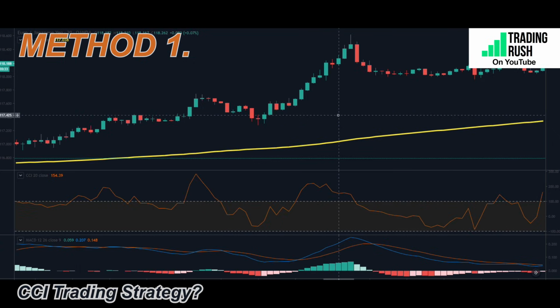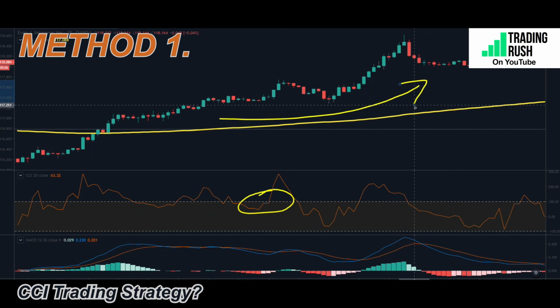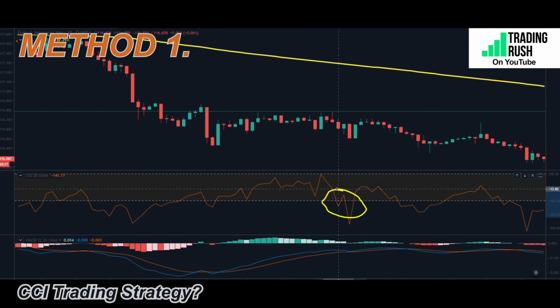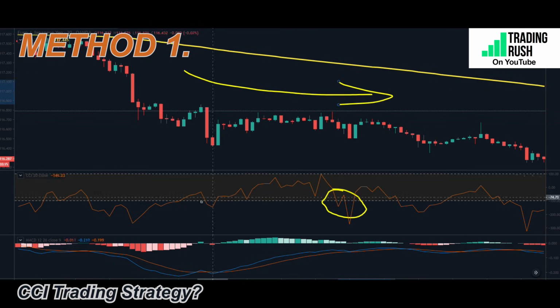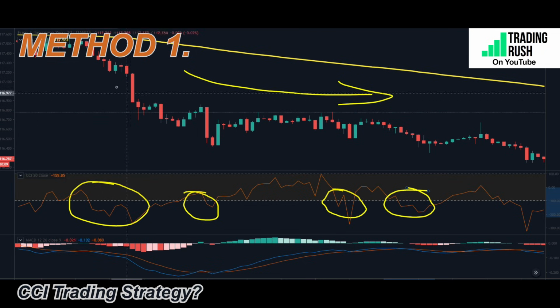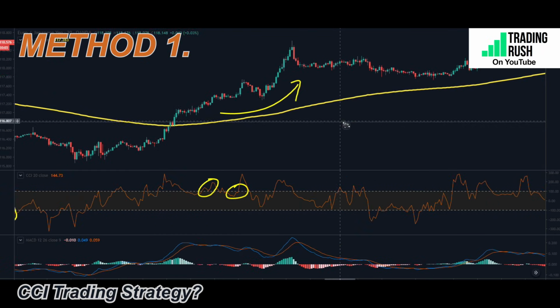Here's an example. As you can see, when the CCI went above the upper line, the market gained momentum and a strong uptrend took place. Similarly, when the CCI line crossed below the lower band, the market started a strong downtrend. You can enter trades as soon as the CCI crosses above or below the bands. But you will get a lot of false signals if you use the CCI indicator only. Use it with something else.